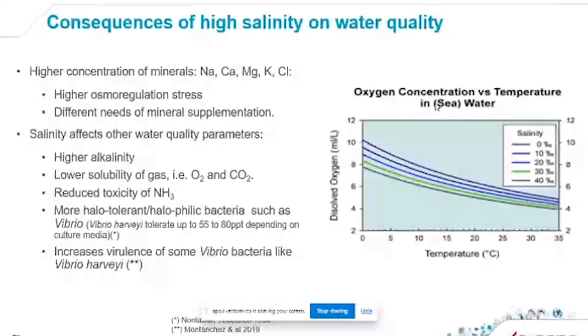You also should remember that having higher salinity has an effect on other water quality parameters. Higher salinity means higher alkalinity, so some buffering effect on the pH. You have also lower solubility of gases like oxygen and CO2, so less dissolved oxygen in the water. You have reduced toxicity of ammonia, which is interesting.